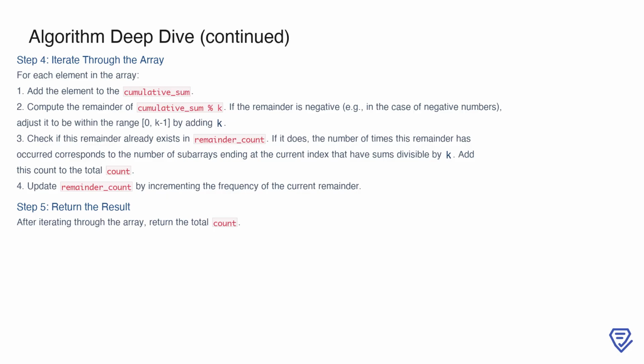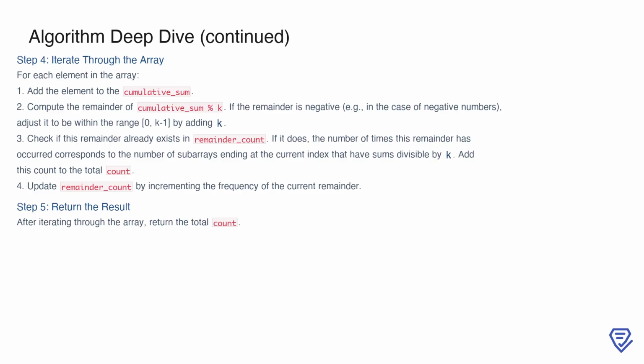For every element, we first add it to the cumulative sum to update the running total. Then, we calculate the remainder of this cumulative sum when divided by k. If the remainder turns out to be negative, we adjust it to fall within the range 0 to k-1 by adding k to it. This adjustment ensures consistency in how we handle remainders, particularly when negative numbers are involved.